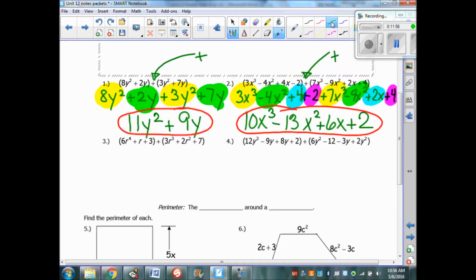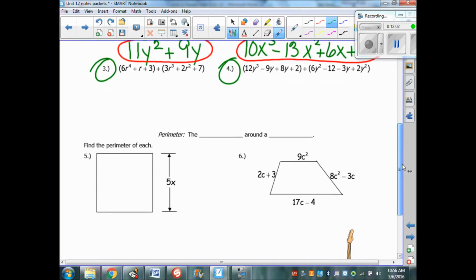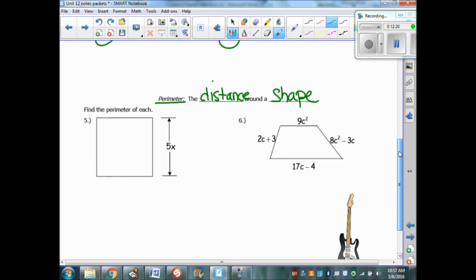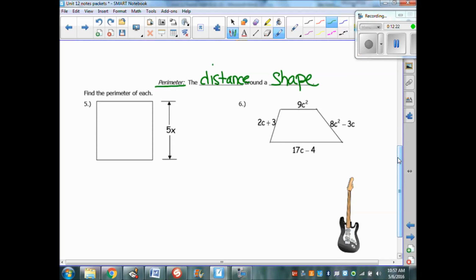You're going to come to class with number 3 done and number 4. And we're going to do one more. So let's remind ourselves what perimeter means. Perimeter is the distance around the shape. Distance around the shape. You're going to do number 6. We're going to do number 5.